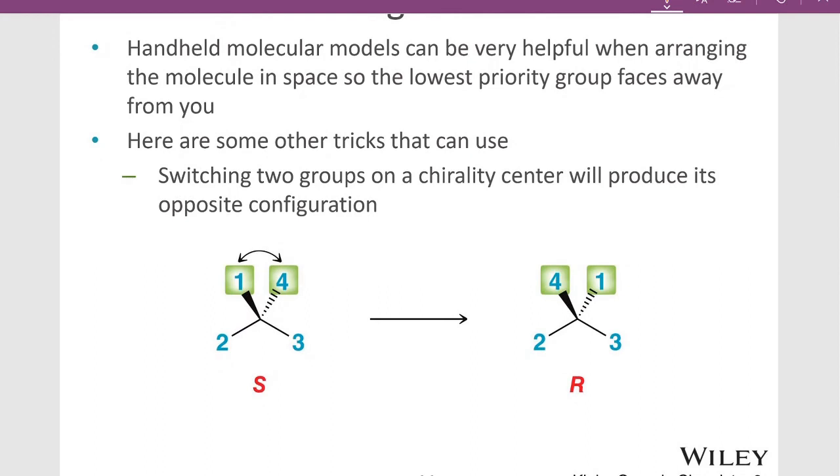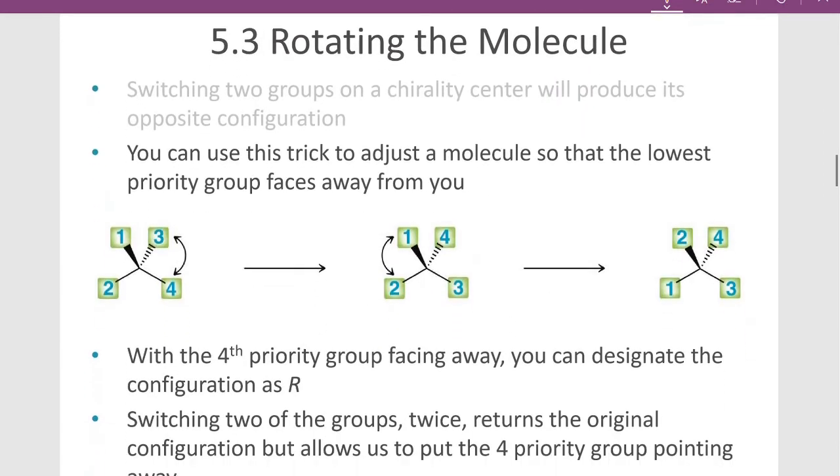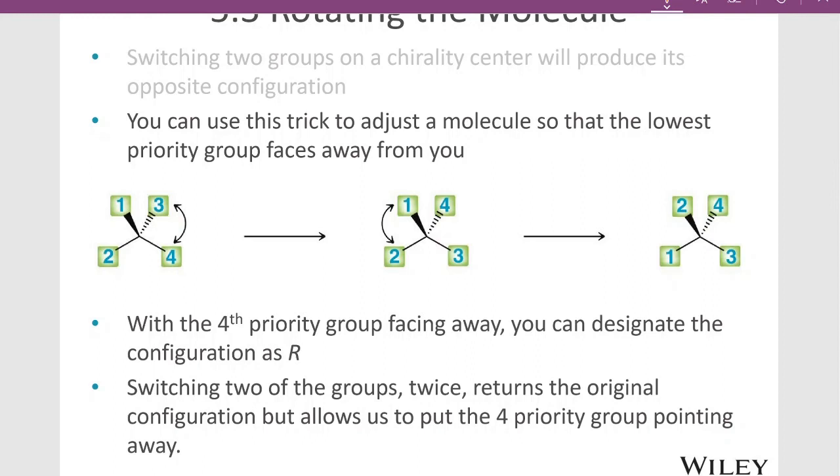Here's another trick. If you switch two groups on a chiral center, you've just created the opposite configuration. So if you want to convert R to S, just switch two groups. So you can use a trick to adjust the molecule so that the lowest priority group faces away. You can just use the priority of the groups as they are, but if the lower priority group is pointing towards you, then just reverse what you have.